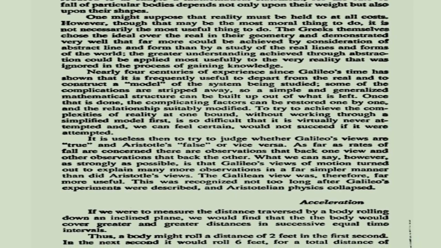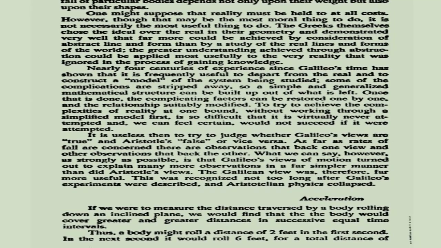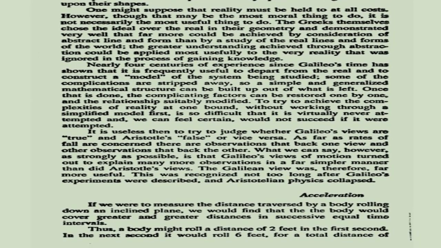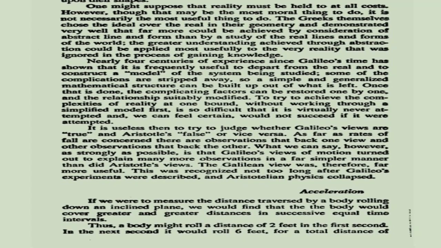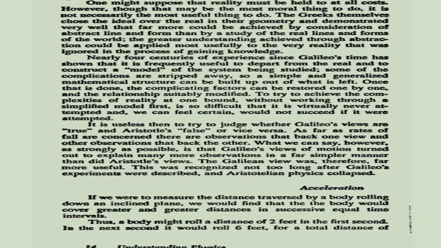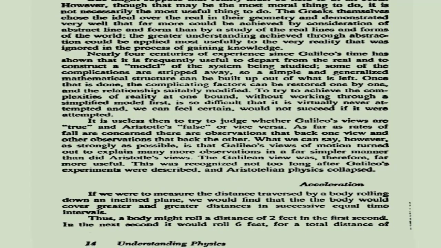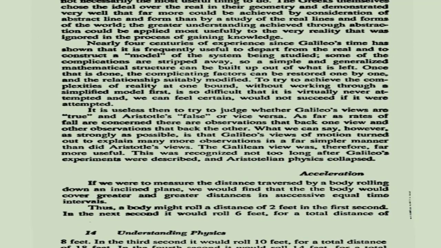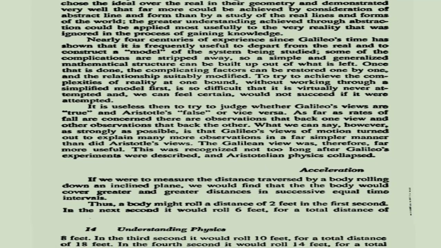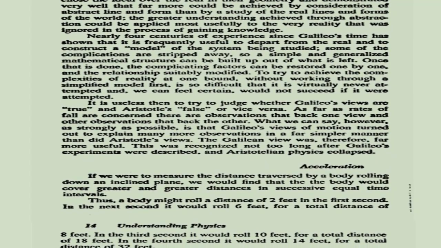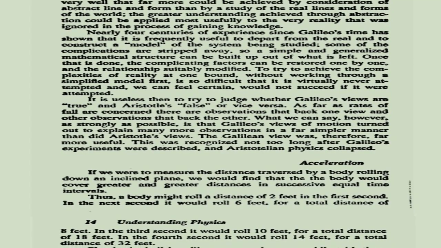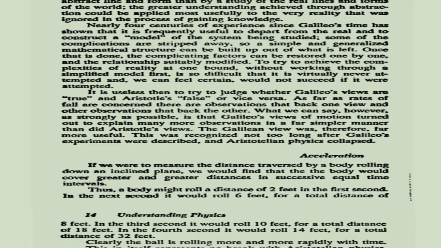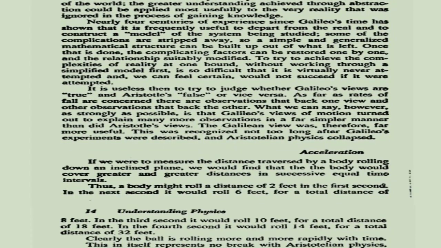If we were to measure the distance traversed by a body rolling down an inclined plane, we would find that the body would cover greater and greater distances in successive equal time intervals. Thus, a body might roll a distance of 2 feet in the first second. In the next second, it would roll 6 feet, for a total distance of 8 feet. In the third second, it would roll 10 feet, for a total distance of 18 feet. In the fourth second, it would roll 14 feet, for a total distance of 32 feet. Clearly, the ball is rolling more and more rapidly with time.